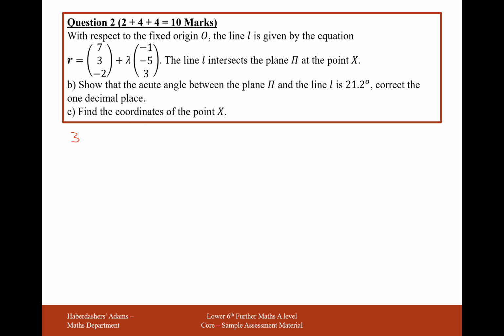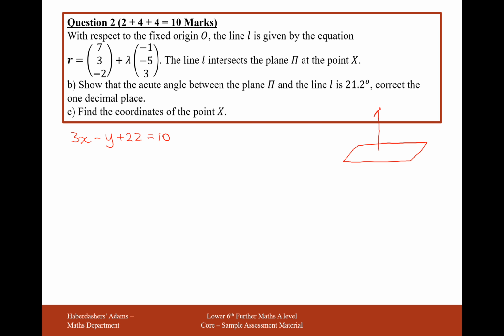Okay, so for part B, what we have here is the equation of a line, and we have our plane from before. And it says that the line intersects the plane at a point X, show that the acute angle between the plane and the line is 21.2 degrees to 1 decimal place. So what we need to do here is recall how we find the angle between a line and a plane.